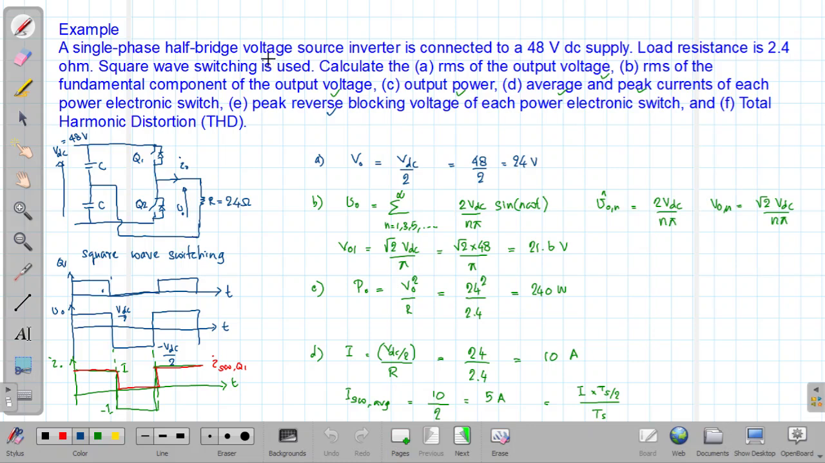Okay, so in this example, we considered the half bridge voltage source inverter, and we used square wave switching with a resistive load. We calculated the fundamental component voltage, current, then the output power, then the currents flowing into the switch, the voltage across the switch, and finally the total harmonic distortion. So with that I will conclude this video.